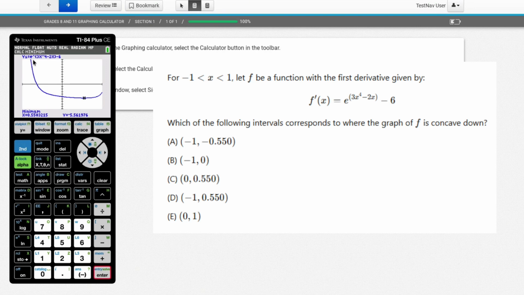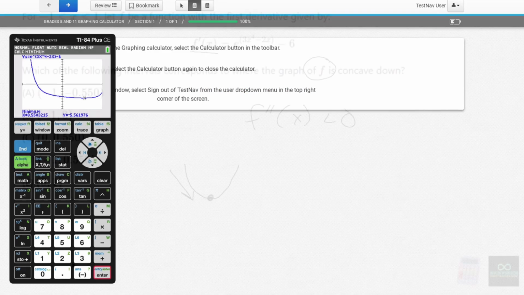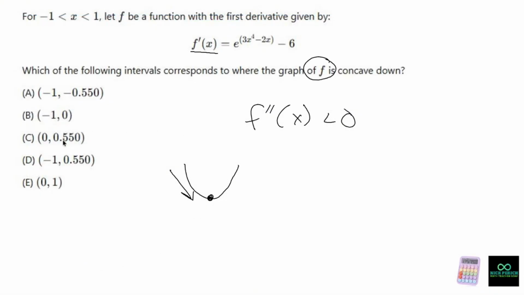0.550. So our original graph is going to be concave down all the way up until 0.550. Let's go back and say that. I ended up with choice D, because it goes all the way from -1 to 0.550. So the answer is going to be D. That is when the original function is concave down.